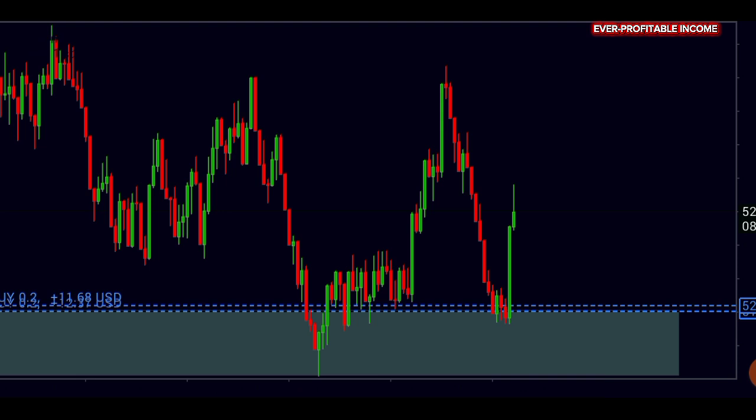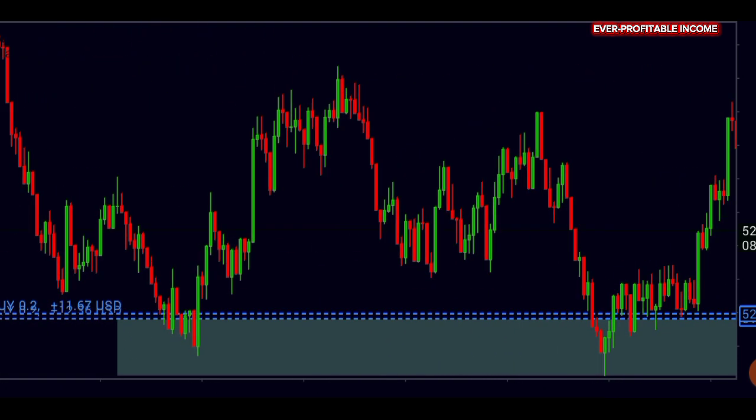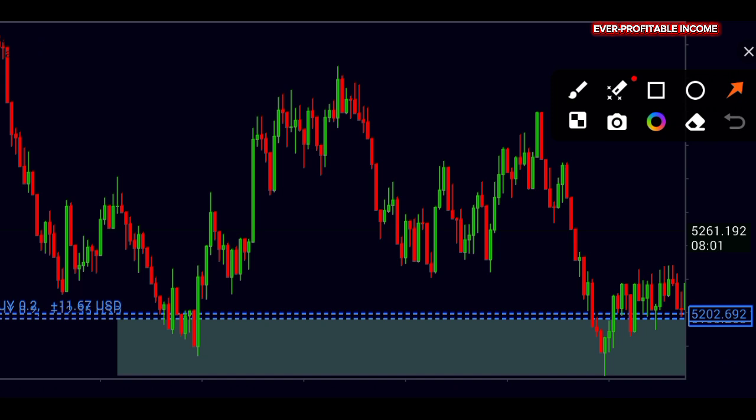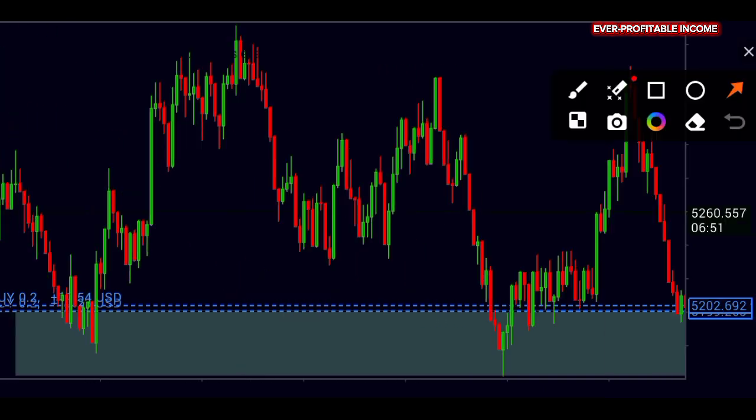You have to scroll your screen to the left to check previous support zones. When we look at this chart right here, we can see that this region has support zones. Can you see that? We have support zones that price has respected repeatedly. When we go to where the current price is right now, we can see a support zone that has been respected multiple times. Can you see that?